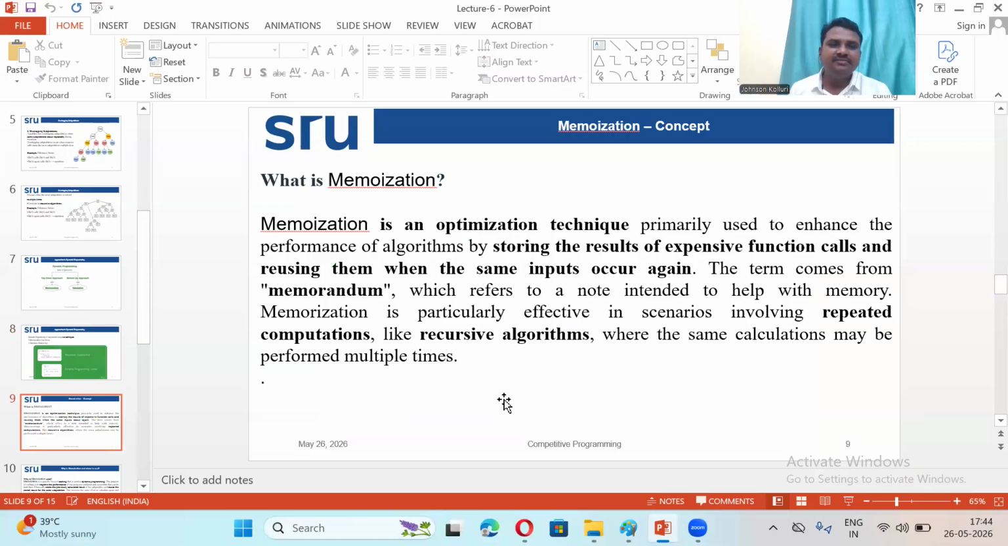Memoization is an optimization technique primarily used to enhance the performance of algorithms by storing the results of expensive function calls and reusing them when the same inputs occur again. This memoization concept comes from the word memorandum. What is the purpose? If you have already calculated some results, they will be stored. Then when the same function call comes again, we just use those values. No need to calculate again.